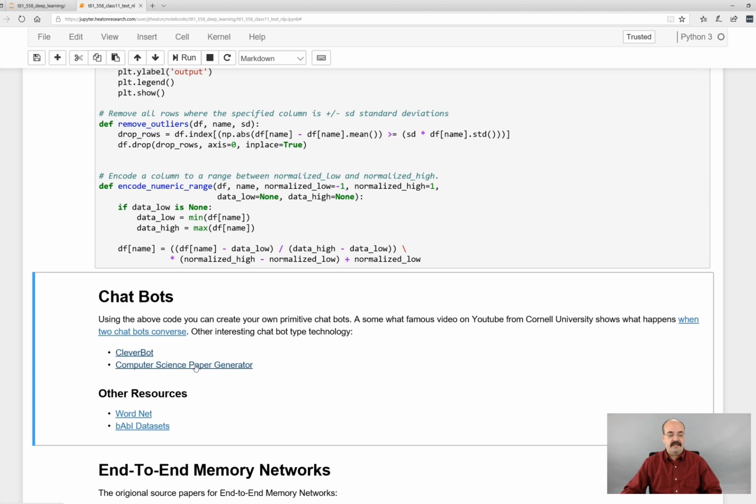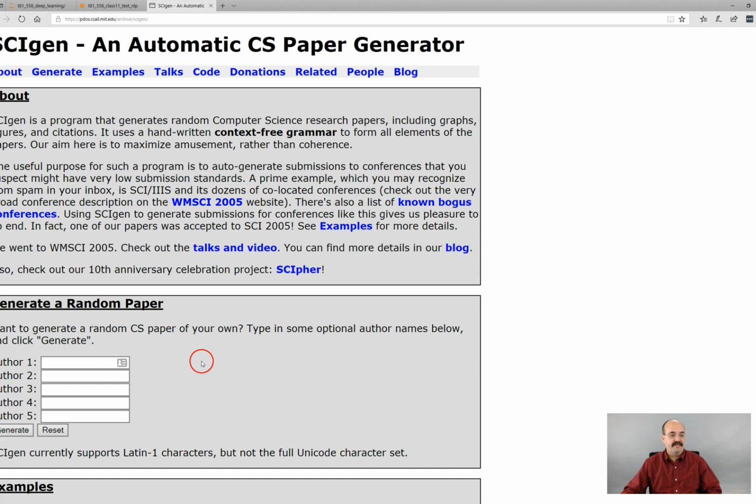There's also a common one called the computer science paper generator. This one is kind of interesting. This is from MIT, the computer science and AI lab at MIT, CSAIL. You can have it generate a random computer science paper for you. So I'll put my name in.